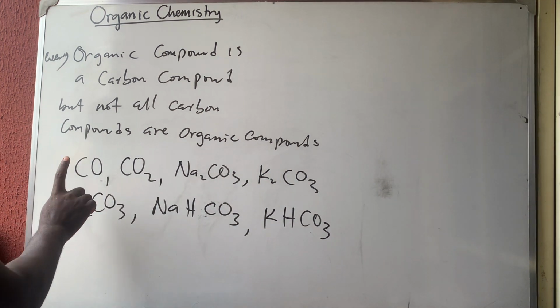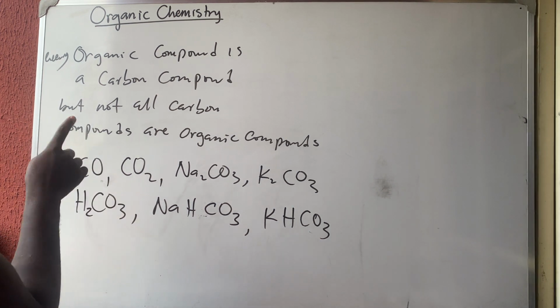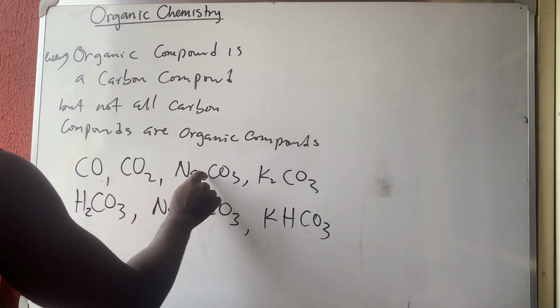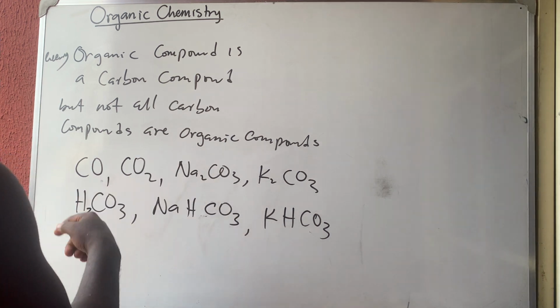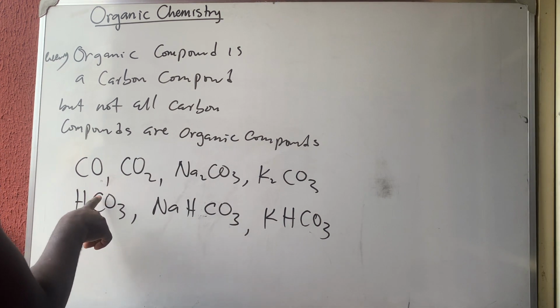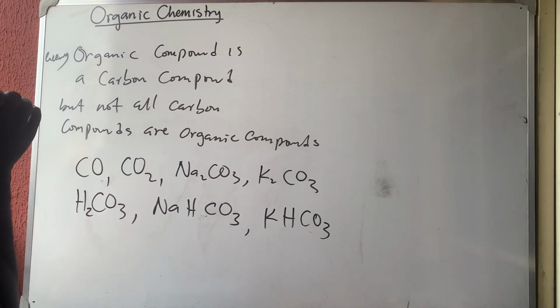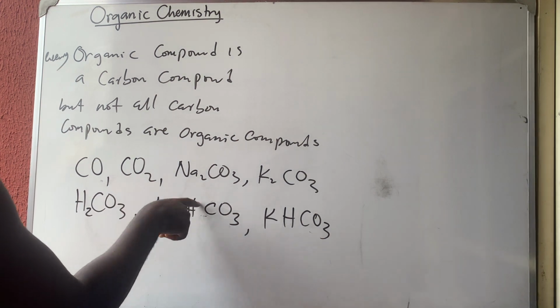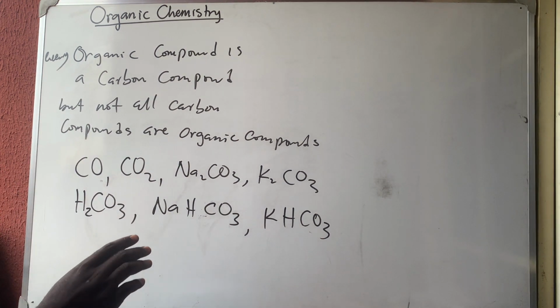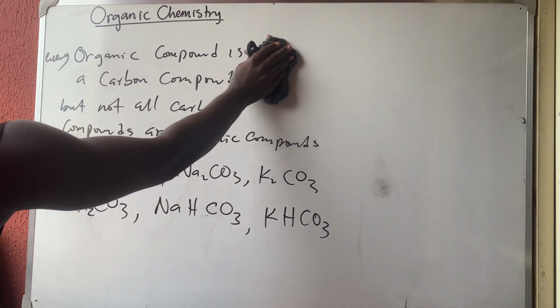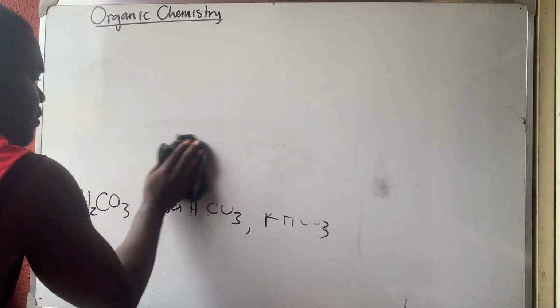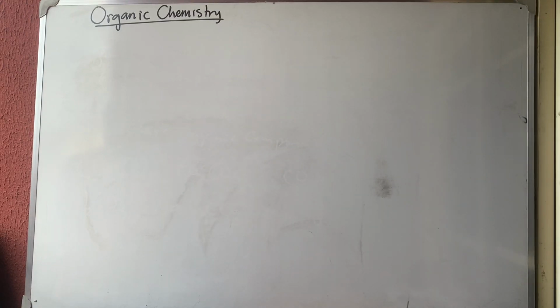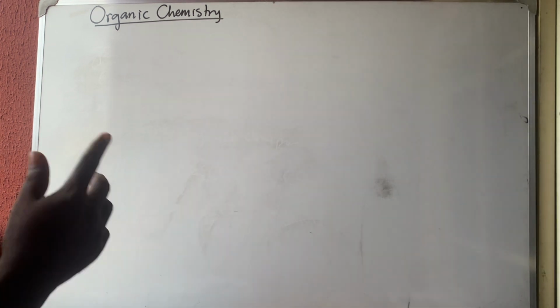So what did I say? Carbon monoxide, carbon dioxide, metallic trioxocarbonate(IV), hydrogen trioxocarbonate(IV), or you just say trioxocarbonate(IV) acid. The presence of hydrogen shows that it's an acid. Then another one is a metallic hydrogen trioxocarbonate(IV). So these are exceptions to organic compounds. In other words, organic chemistry is the study of carbon compounds with exception of these mentioned above.